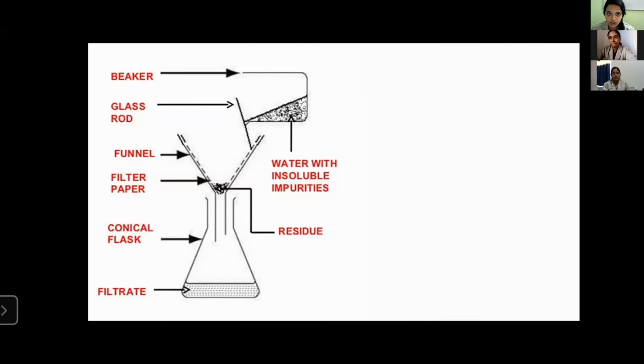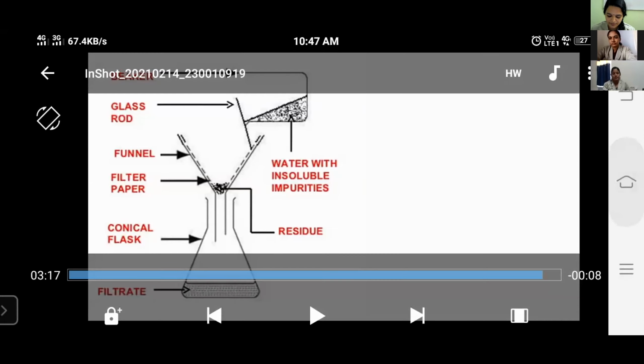I hope you understood the three processes: sedimentation, decantation, and filtration. Now let's see the other process to separate mixtures.